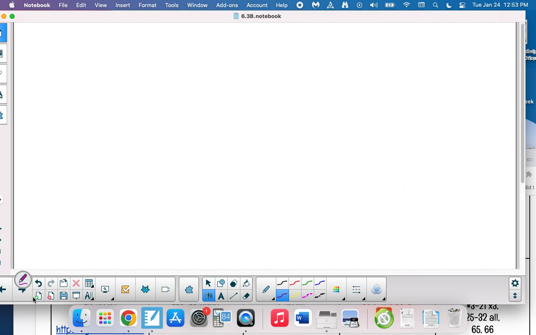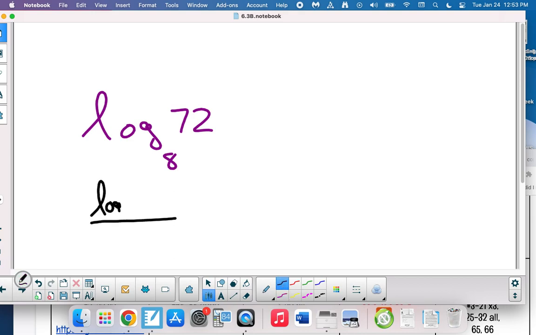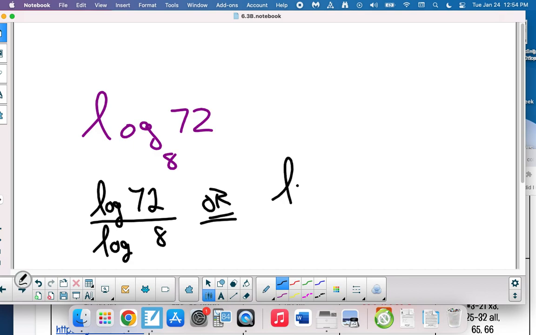So, guys, if I gave you this on the test, what's the log of 72 base 8? We're going to change the base to 10. Log base 10 of 72 divided by log base 10 of 8. Or, hang on, there's another way to do it. You can change it to base e. It's called natural log: natural log of 72 divided by natural log of 8.